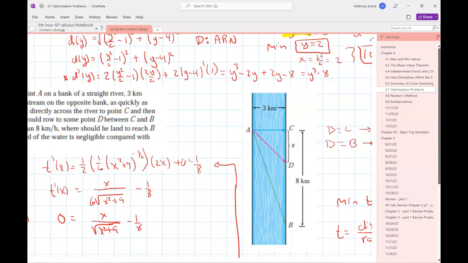Oh, the 6 should still be there, but the 2's canceled. Yeah. Sorry, the 6 should still be there. Yep.